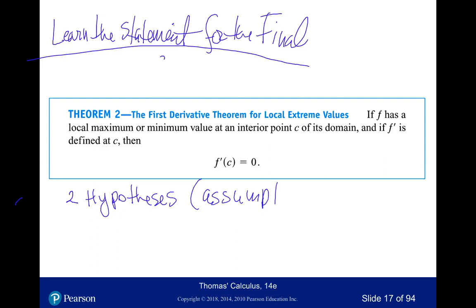Where do you find assumptions of the theorem? You can speak to me. If you're looking at the statement of the theorem, where do you find assumptions or hypotheses? One of them is the first part, the assumption that it has a local minimum or maximum.